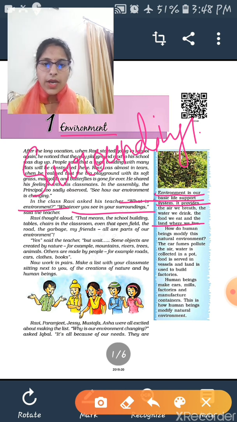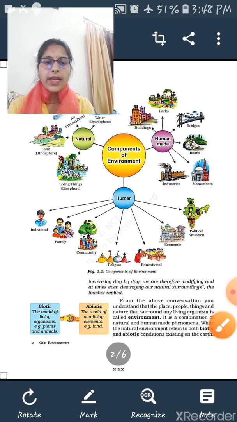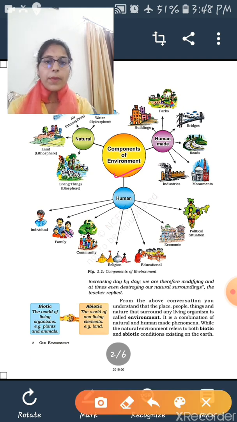Right? Now the next one is, why is our environment changing? It's all because of our needs, because they are increasing day by day and we are therefore modifying and at times even destroying our natural surroundings. Now the next one is the components of environment. Components of environment are divided into three. First one is the natural, second one is the human made component, and third one is the human component.